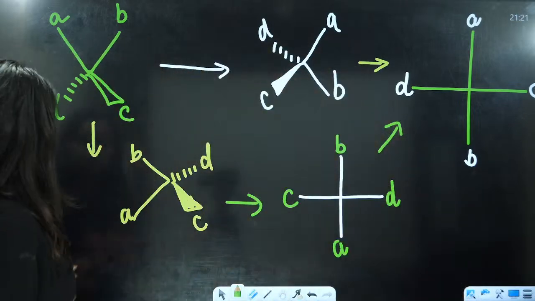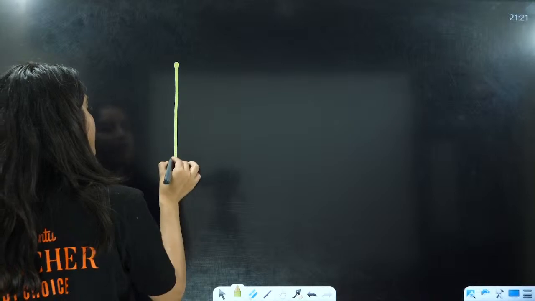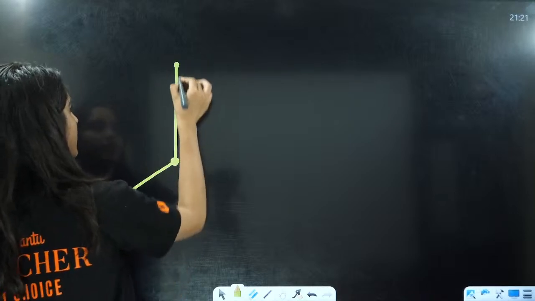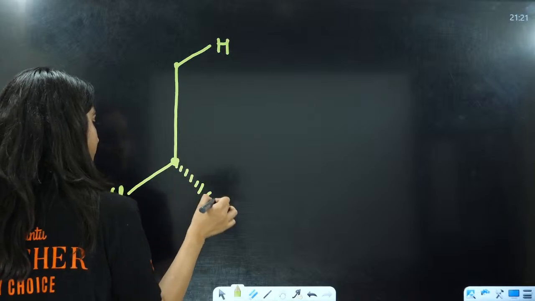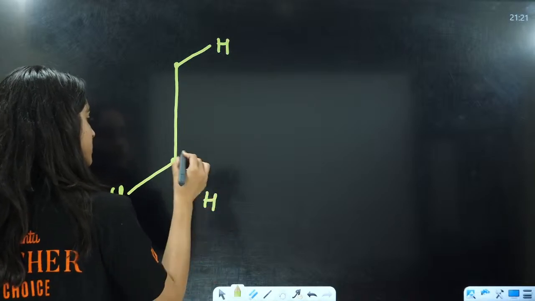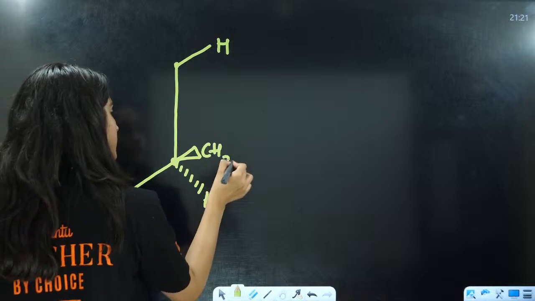Okay. Now, let us jump to another topic. For example, you have something like this. This is hydrogen. This is your CH3.